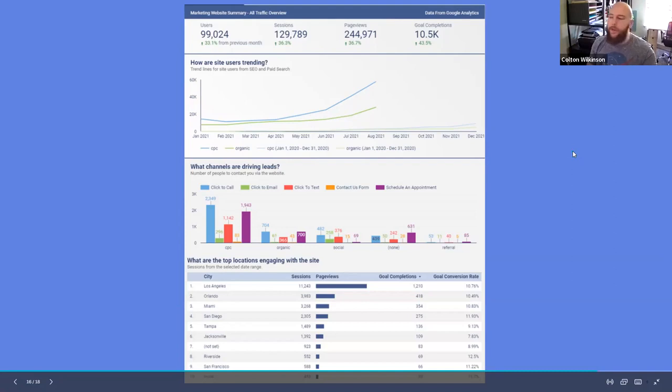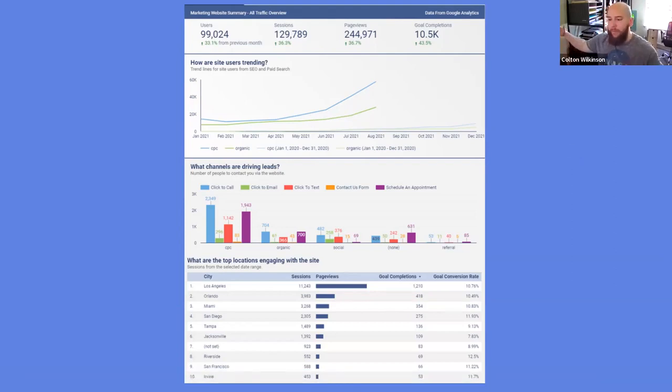And here's an example of a Data Studio report. So again, we're compiling all this information into one central location so we can very easily see how we're doing. So in the top there, you have just some hard numbers and growth year over year. How are site users trending? This is the trend lines for both paid search and organic search versus last year, which you can see as really faint color lines that are the same color. But again, we can see trends over time. So are we moving in the right direction? Are we going up or are we going down?